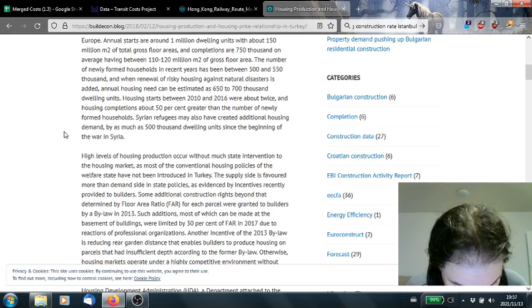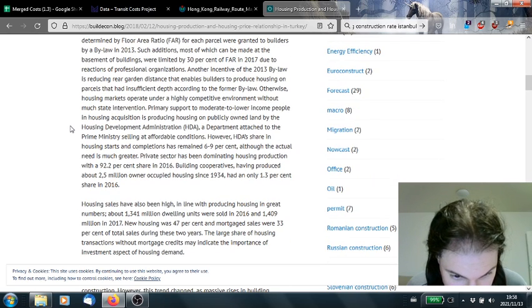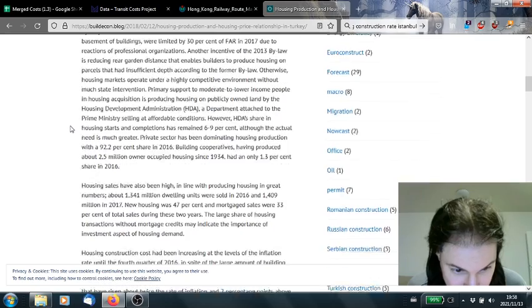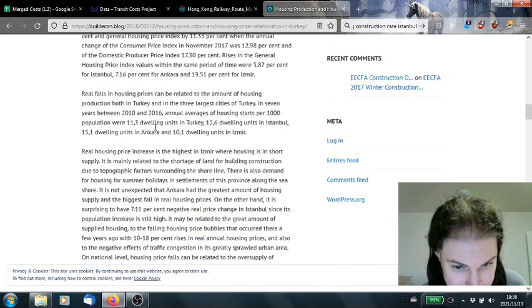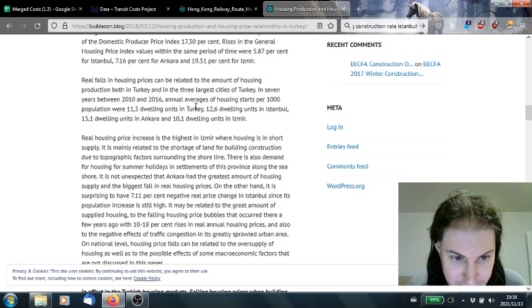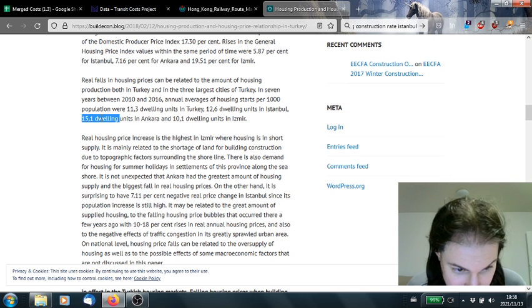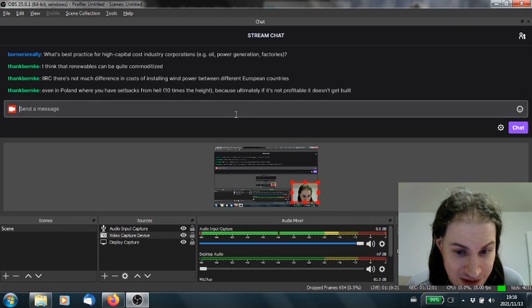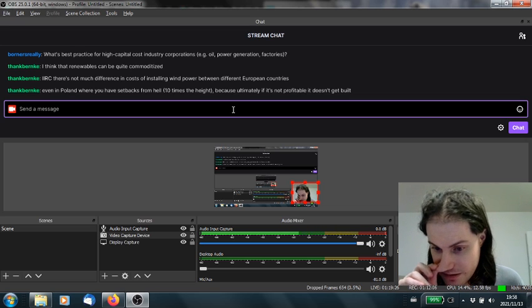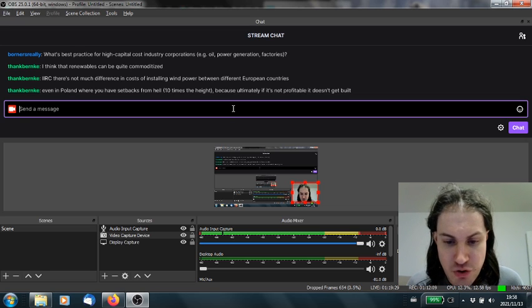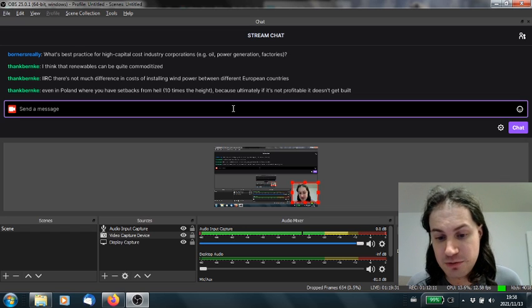Yeah, so because Turkey is run by the construction industry, they're actually telling you the annual averages of housing starts here. 12.6 in Istanbul, even more in Ankara. Istanbul is a city of 15 million people. Istanbul, in other words, built something like 160,000-170,000 units every year. New York City is a larger metropolitan area than Istanbul to some extent. New York City builds about 55,000.